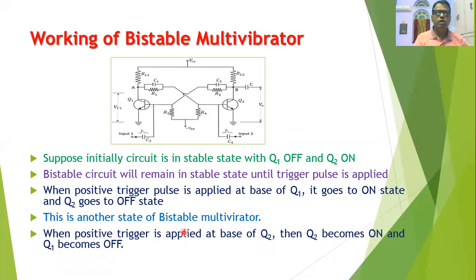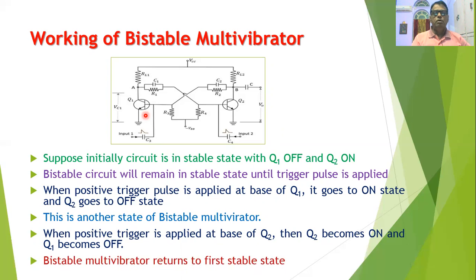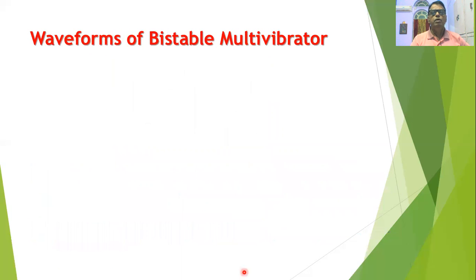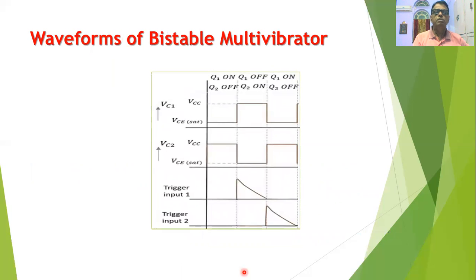When again a positive trigger pulse is applied, but this time not to the base of Q1 but to the base of Q2, then the transistor Q2 will go into the on state and the transistor Q1 will go into the off state. That is, the bistable multivibrator has returned to the original state. So we observe that this multivibrator changes state only when a trigger pulse is applied, and that is the reason this circuit can be used to store one bit of information. So we observe that the bistable multivibrator has returned to the first stable state when the second trigger pulse is applied. Now we can easily draw the waveforms for the bistable multivibrator.